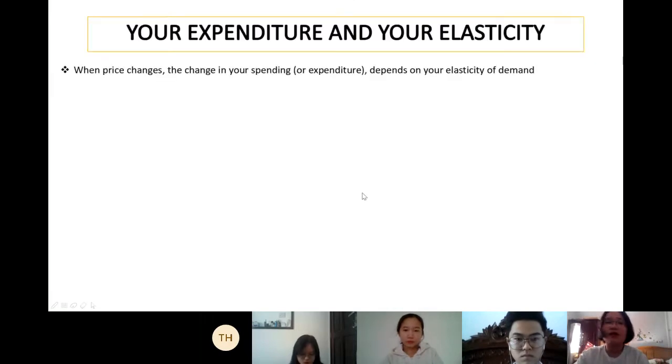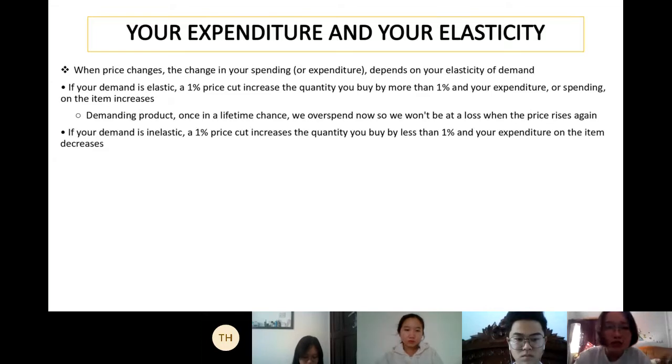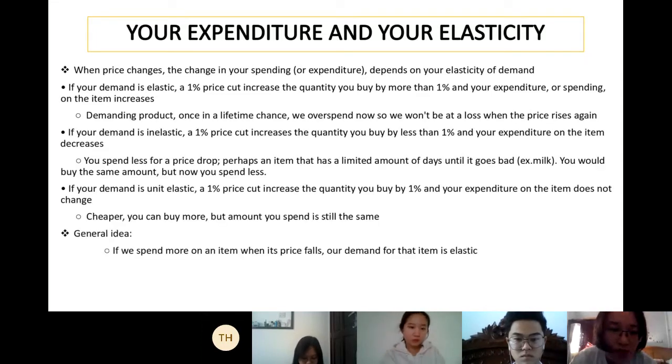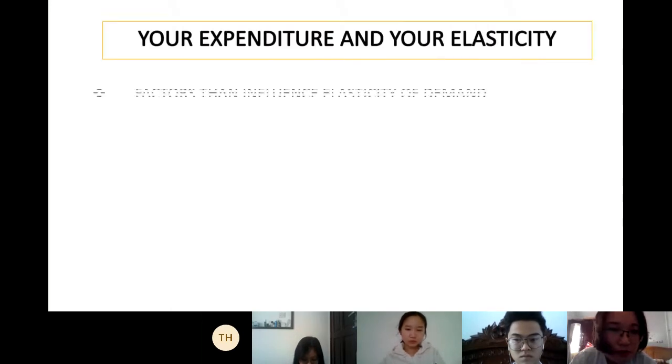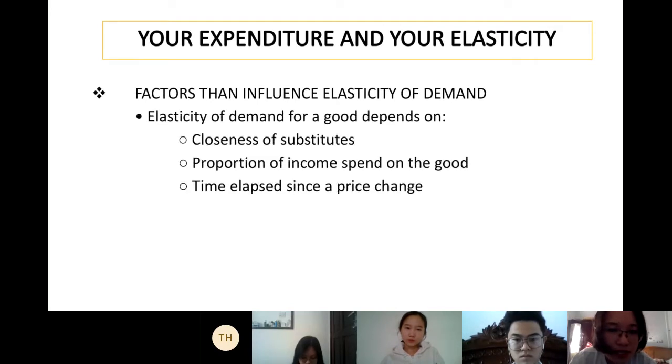Next is about expenditure and elasticity. Because this is just an extra part, I think we will go faster and get started. You can read it on the screen. That's all my part.